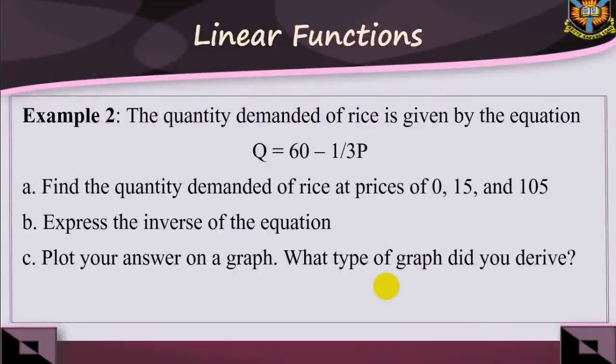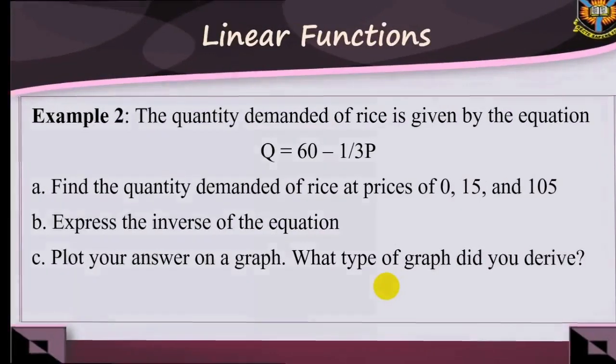Example 2. The quantity demanded of rice is given by the equation Q equals 60 minus 1 over 3P. A. Find the quantity demanded of rice at price 0, 15 and 105. B. Express the inverse of the equation. C. Plot your answers on a graph. What type of graph did you derive?